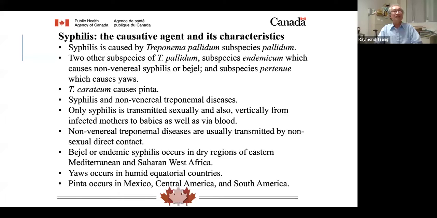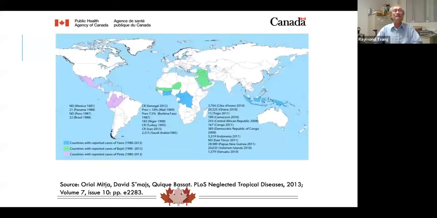Only syphilis is transmitted sexually and also vertically from infected mothers to baby, as well as via blood. Non-venereal treponemal diseases are usually transmitted by non-sexual direct contact. Bejel or endemic syphilis occurs in the dry regions of the Eastern Mediterranean and Sahara West Africa. Yaws occurs in the humid equatorial countries, while pinta has been reported from Mexico, Central America, and South America.